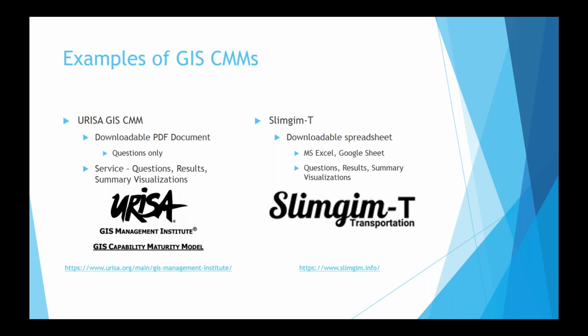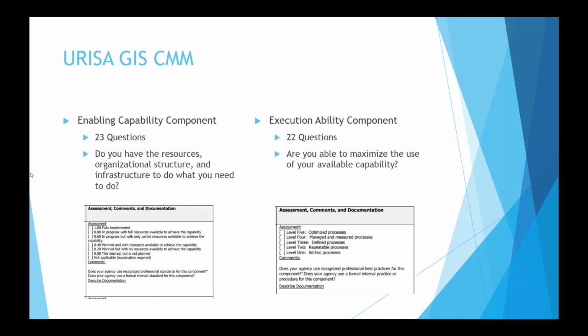So I'll just shortly go over these two. The first one is the Esri GIS CMM. It's divided into two components. One of them is called the enabling capability component, which has 23 questions. All of those questions are focused on asking, do you have the resources? Do you have the organizational structure and infrastructure to do what you need to do? And the measures are below here.